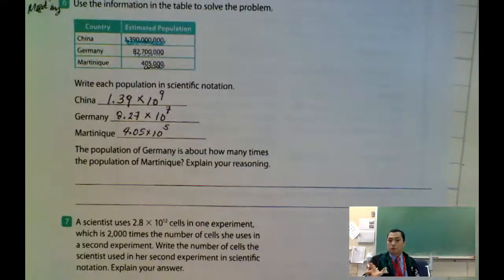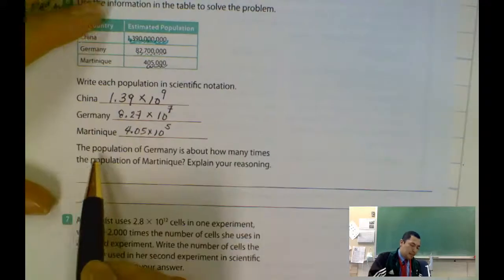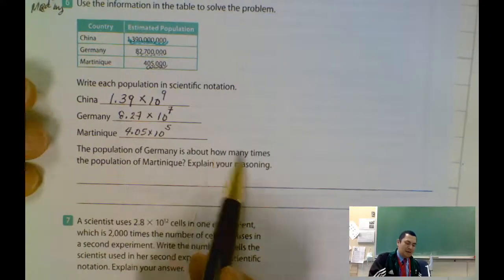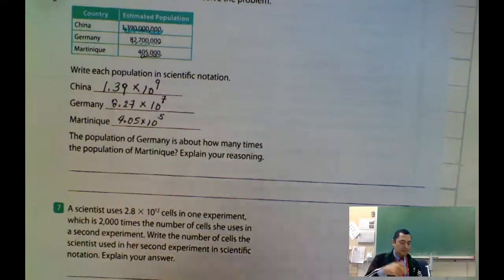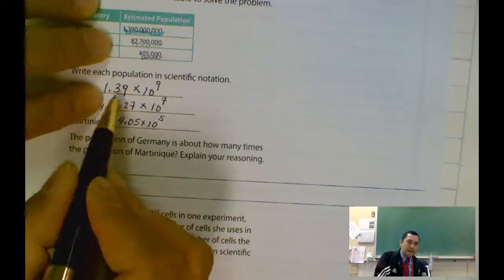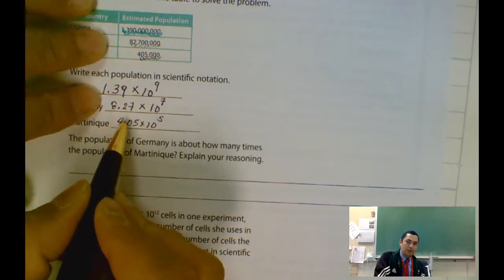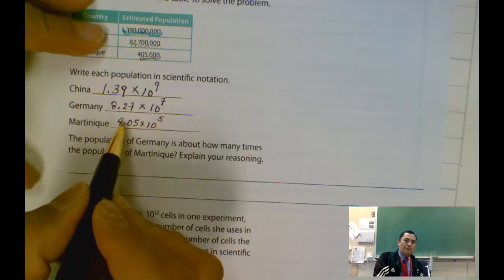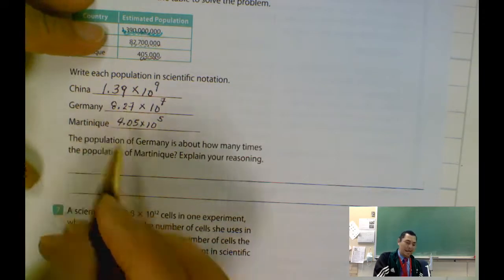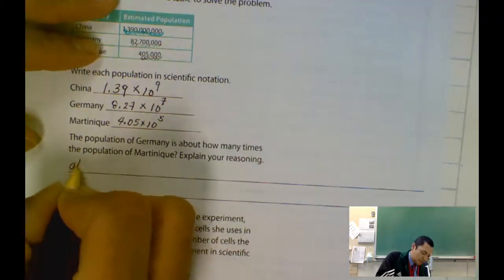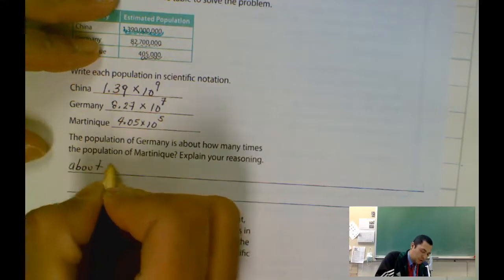Then there is another question. That's the reason why it's a medium problem, because you have more than one problem. The population of Germany is about how many times the population of Martinique? Explain your reasoning. This problem, I'm going to say, if you see this one, 8.27 and 4.05, if you multiply 4 times 2, you get 8. So I'm going to say about 200 times.